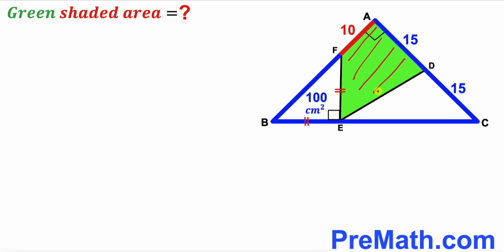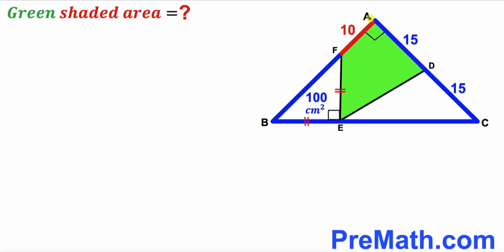We have this big right triangle ABC that consists of this green shaded quadrilateral ADEF, the triangle CED, and finally this triangle BEF. And bear in mind that this triangle BEF is not only a right triangle but also an isosceles triangle, since these two side lengths are equal. Moreover, the area of this triangle BEF has been given to us as 100 centimeter square.